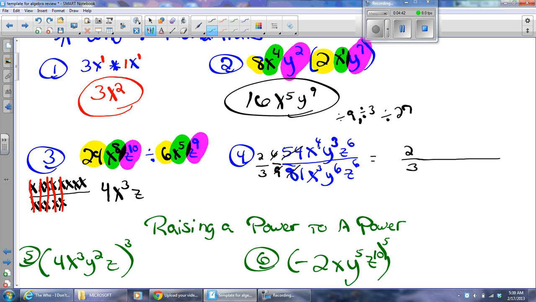Okay, now I've got x to the 4th over x to the 3rd. Well, isn't that going to leave a plain old x? And won't he be in the numerator? Because there's more x's in the numerator than there are in the denominator. By that logic, y cubed over y to the 6th is going to end up with a y cubed, but it'll be in the denominator because there's more down there. So we're going to get a y cubed in our denominator. And then our z to the 6th are going to cancel out. All right, so there is your simplified answer.